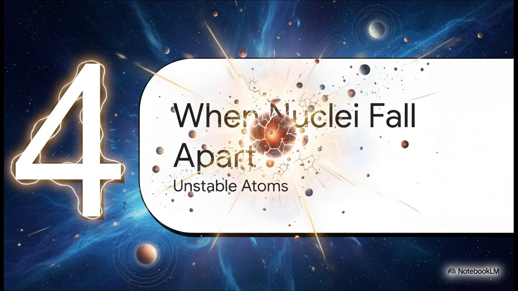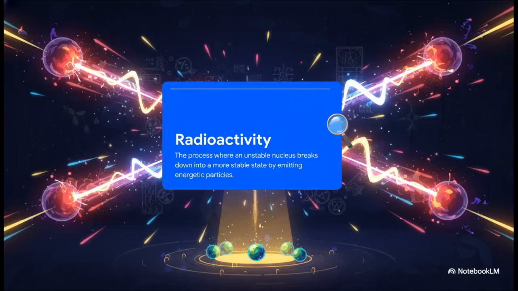But what happens when that balance is just a little bit off? Well, the nucleus becomes unstable, and when something's unstable, it has to find a way to fix itself. This self-correction process is exactly what we call radioactivity. The unstable nucleus is just trying to get to a more stable, lower energy state. And the way it does that is by kicking something out, either energetic particles or just pure rays of energy. It's nature's way of rebalancing the atomic books.